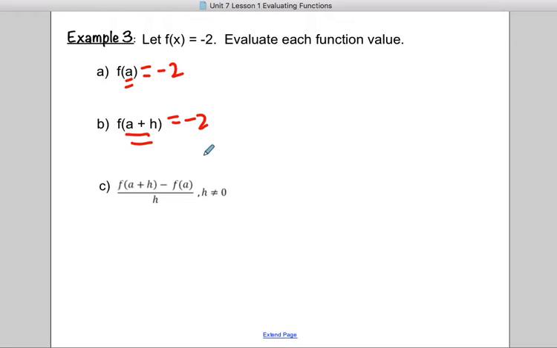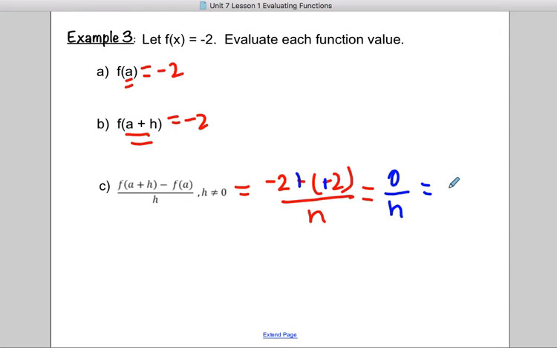So if I go ahead and plug what I have in, I will have f of a plus h for this problem. So -2 minus my f of a, -2, all over h. I will get 0 over h, which is 0, because 0 divided by anything is 0. So my final answer for that one is 0.